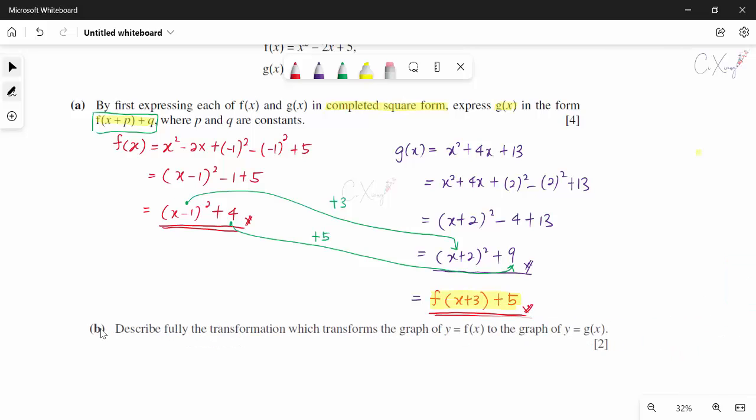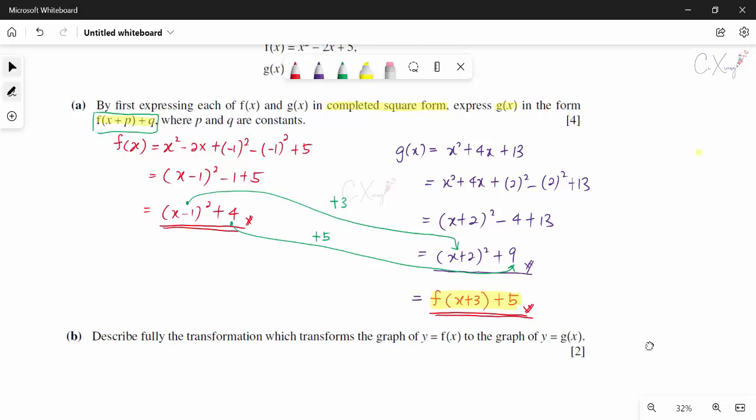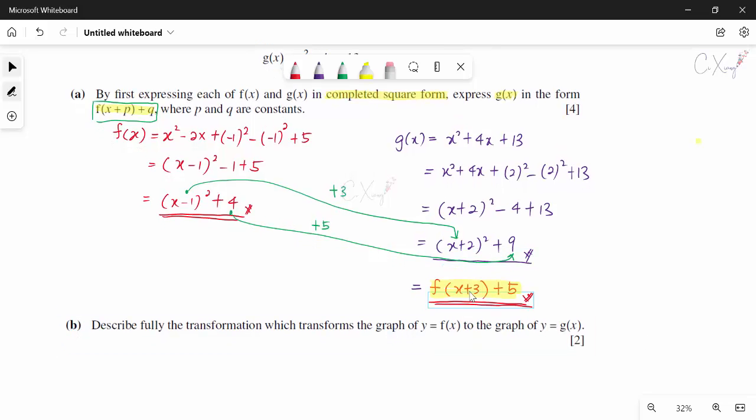Okay, then now we go for question number B, part B. For part B, they ask us to describe fully the transformation which transforms the graph of f(x) to the graph of g(x). So from f(x) to g(x), you can see that we actually go through two translations, one in the x direction, another one in the y direction. You can choose which one to start first, no problem. You can start with the y translation first, or you can also start with the x translation first for this case.